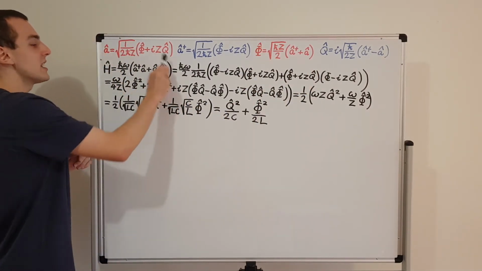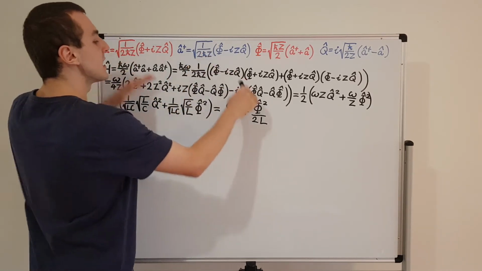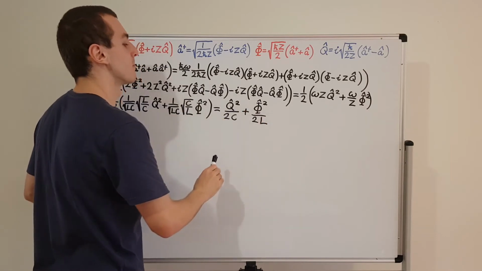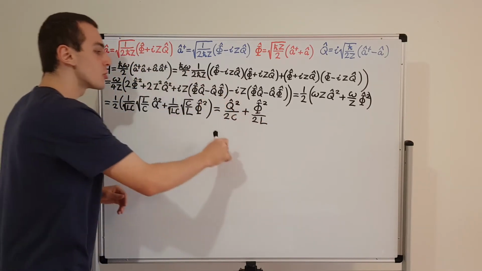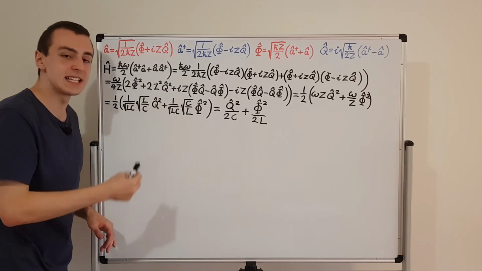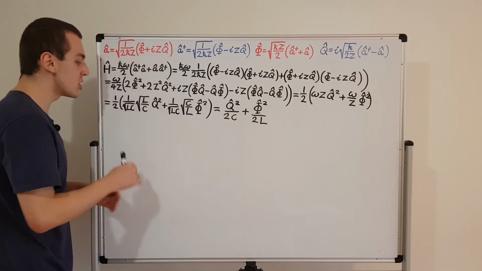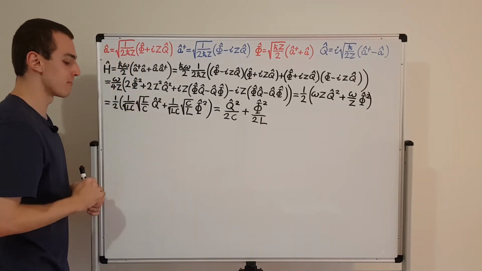We've started with this form of the Hamiltonian in terms of the ladder operators, and we've substituted these definitions, and that's got us back to where we started. So we've done a lot of interesting algebra to get to this point. Just remember that this square root of L over C is the impedance, and omega, that angular frequency of oscillation, is 1 over the square root of LC.